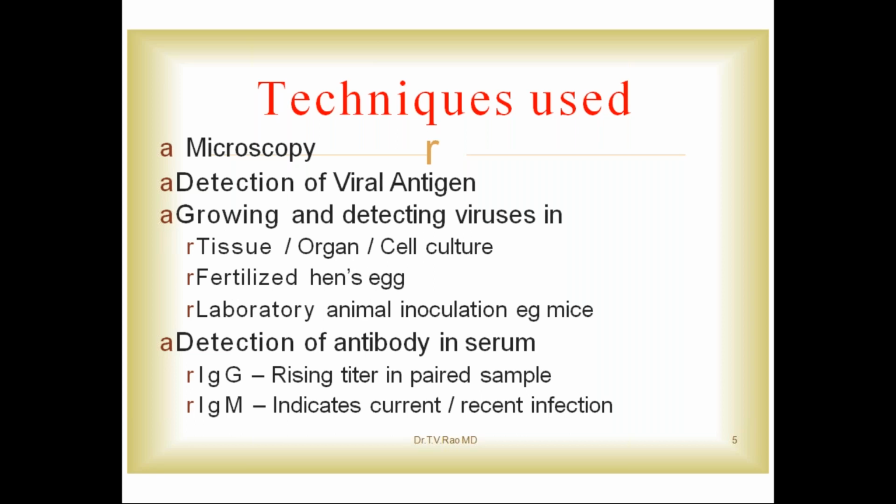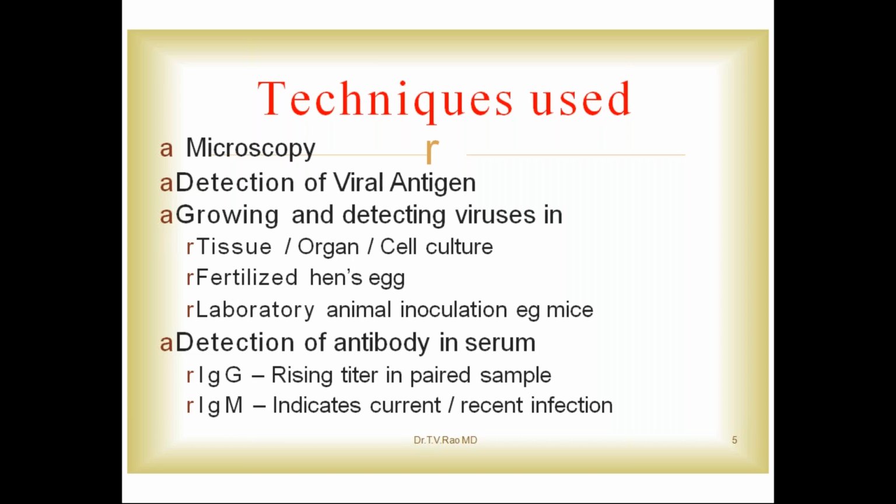But other techniques like detection of viral antigens can be used. Virus antigens can be detected in blood and various body fluids. If you see, hepatitis B surface antigen can be detected. Nowadays, COVID virus antigen can be detected. Similarly, many viral antigens, and not only antigens, antibodies also can be detected. Antigens mean surface structures of the viruses, spikes, protein particles of the virus.